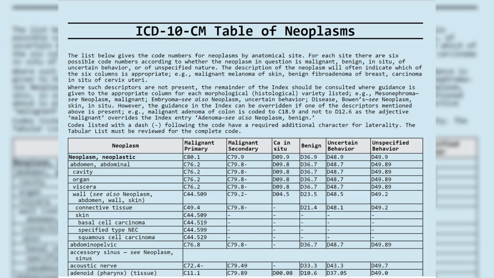Now, let's talk about the neoplasm table, a key resource in ICD-10-CM coding. It is located after the alphabetic index. Go ahead and find it in your coding manual and tab it for easy access. The neoplasm table is a specialized reference tool found in the ICD-10-CM manual. It's organized by anatomical site and categorizes neoplasms into 6 different columns based on their behavior: malignant primary, malignant secondary, carcinoma in situ, benign, uncertain behavior, and unspecified behavior.